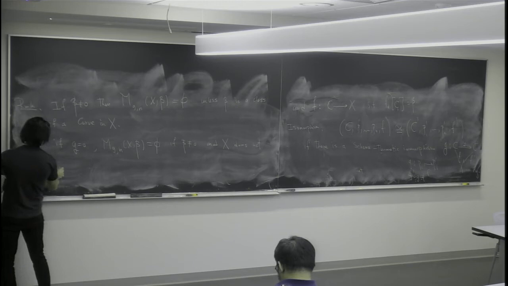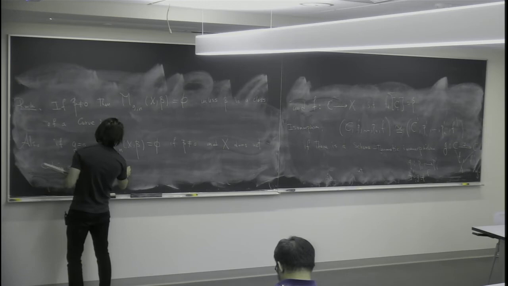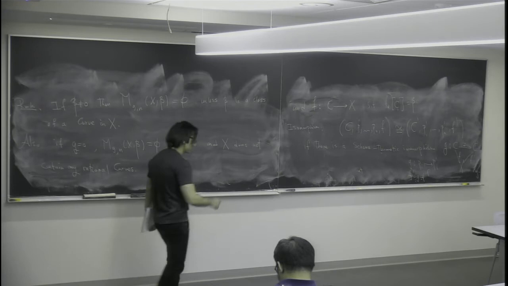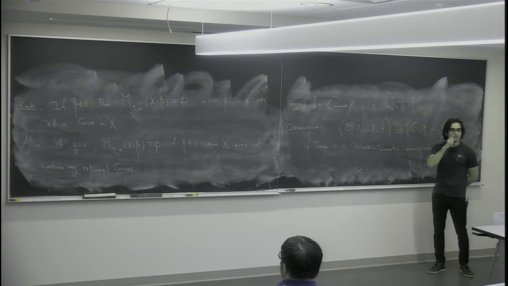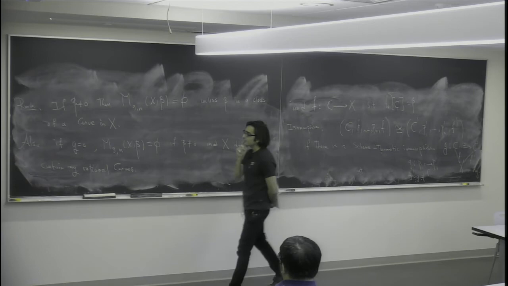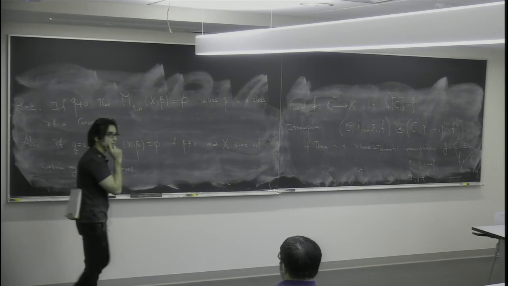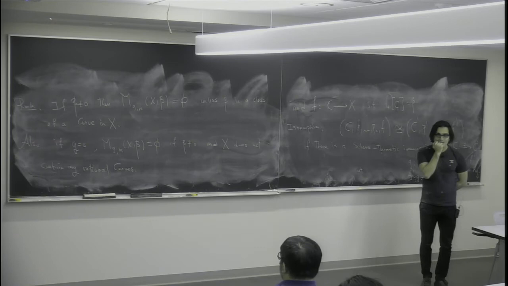So do you know examples of such things? Such varieties which... Anyone? Varieties that don't contain any rational curves at all? Yes. Yeah, abelian varieties. X, for instance, abelian varieties.